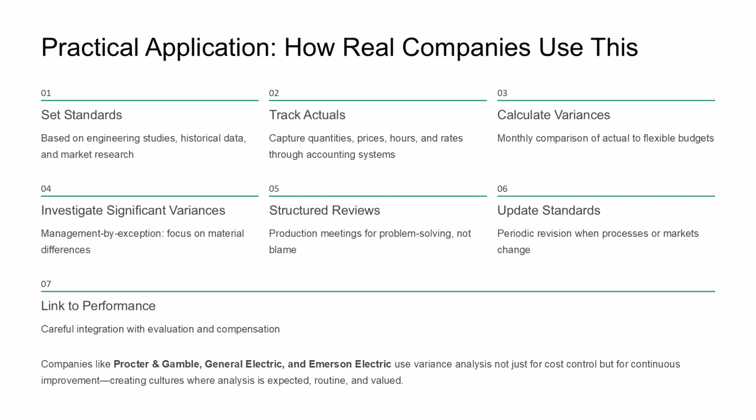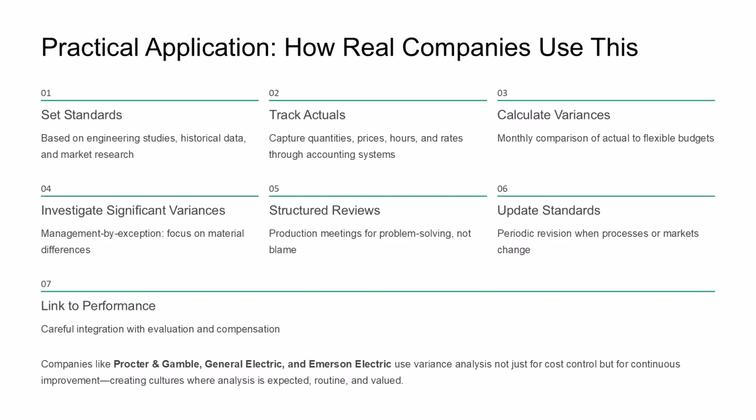Companies like Procter & Gamble, General Electric, and Emerson Electric are legendary for their variance analysis systems. They use them not just for cost control, but for continuous improvement. They train managers to read variance reports like doctors read diagnostic tests, looking for symptoms that point to underlying conditions. They create cultures where variance analysis is expected, routine, and valued.